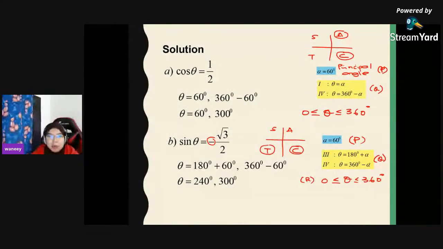Okay, so every time you want to solve a trigonometric function, always make sure you follow the sequence. So start with the principal angle or the basic angle, called the P, and then check which quadrant they are. So that is a Q. And then do check are they inside the range or not. Okay, so done with that. So let me move to the next question then.